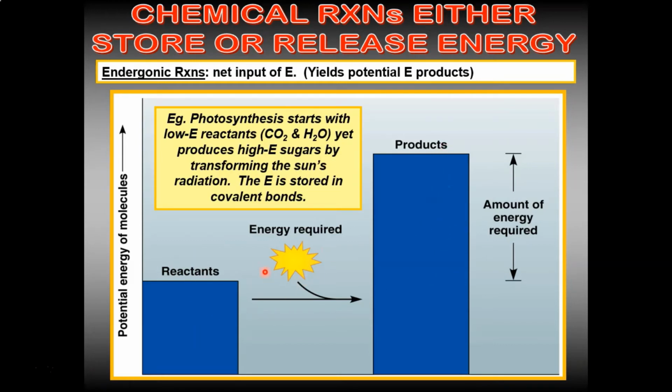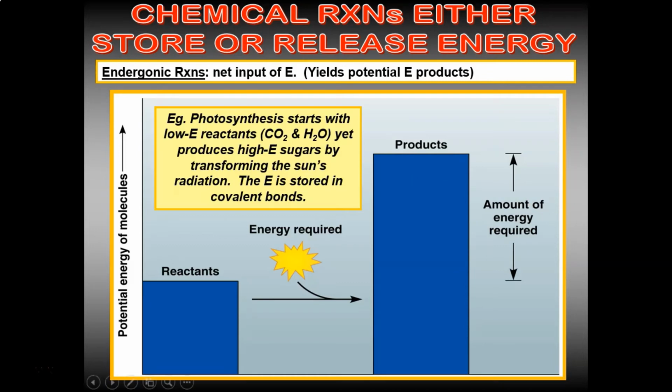How did that happen? Well, we're going to see sunlight and ATP and things like that. But you put that in, so that's why it's endergonic. There's a lot more potential energy in the products than there were in the reactants. And it did require energy for us to get there. So we definitely did some energy transformations.